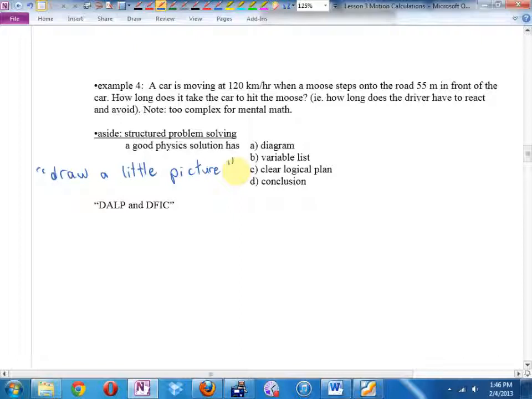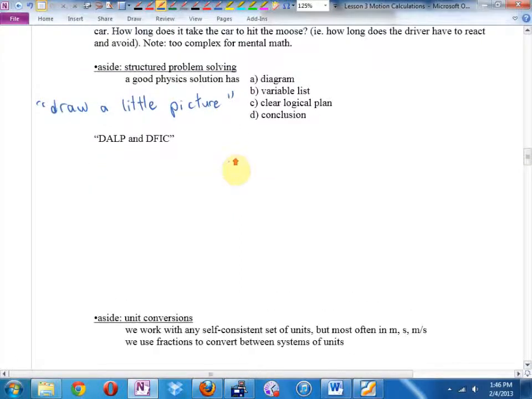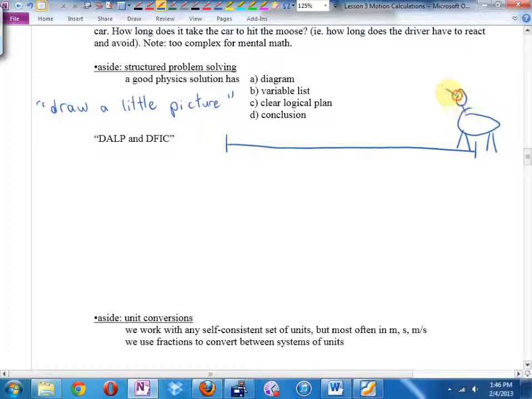For some of the easier ones, like the ones we just finished, you might not need to draw the picture. It may be fairly obvious. Here. That's a moose, not a car. Sadly, I do actually have to explain that. My art is that bad.